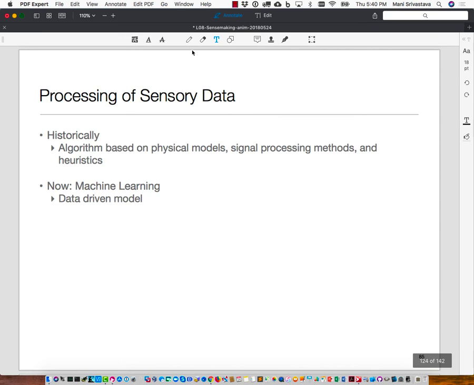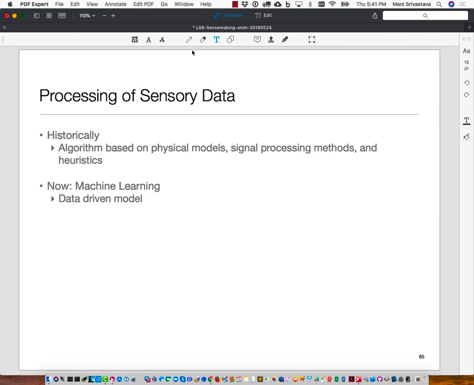Now comes the part, now I have the features. How do I go about actually inferring the label that we are interested in from it? As I mentioned, historically, that processing has been done using a combination of physical models, EE type signal processing, and some heuristics. And for many cases, this is perfectly fine. Nowadays, machine learning methods get used for a couple of reasons. Firstly, they help us deal with sensors where the physics, the mapping from phenomenon to sensor observation, is not very clear.